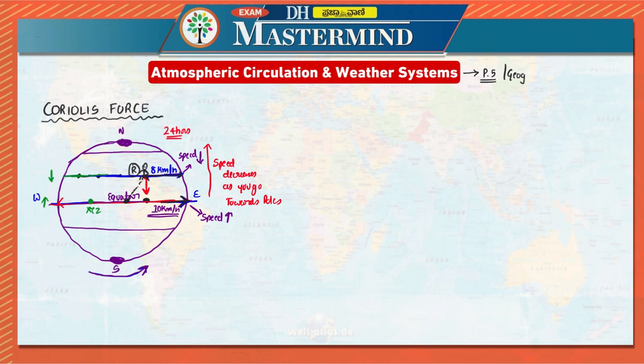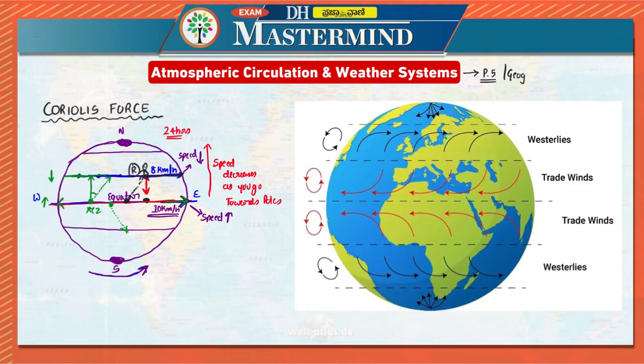So because by that time this person intends to throw it like this, but because the speed is more, this gets deflected towards the right direction. Similarly, if that person is throwing in the southern hemisphere, it gets deflected towards the left. Why is this? Because the speed differs, and also the size differs, and this difference itself is called the Coriolis effect.